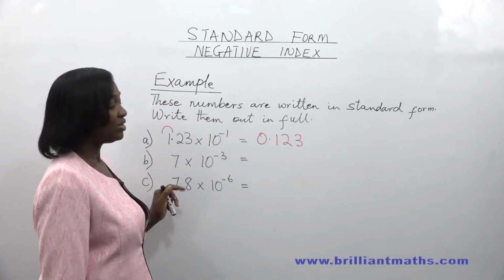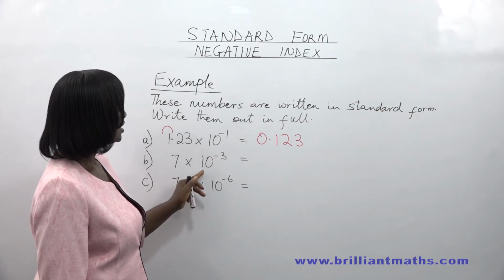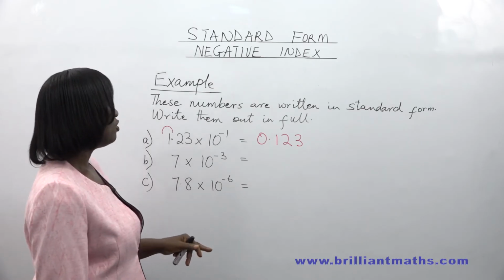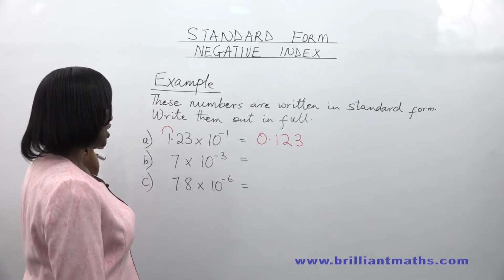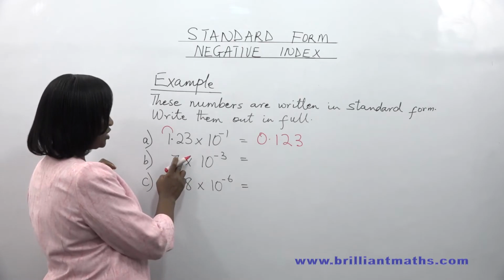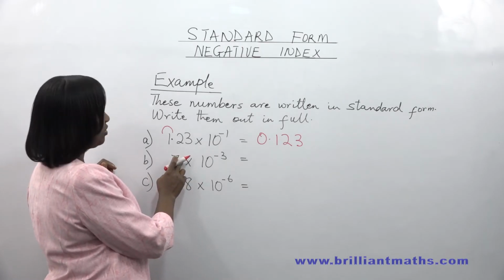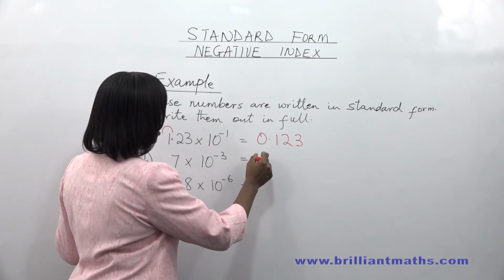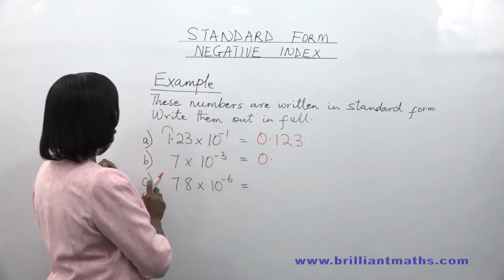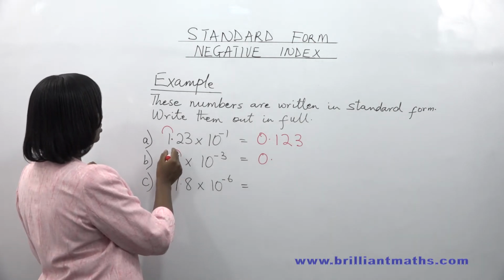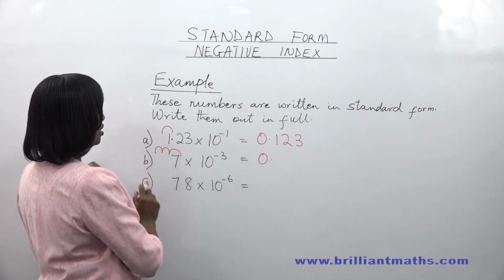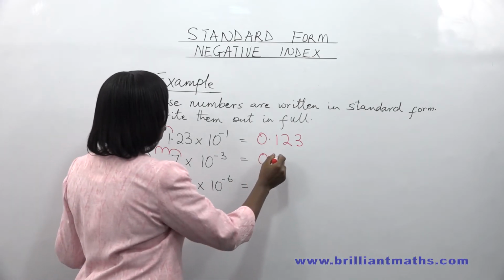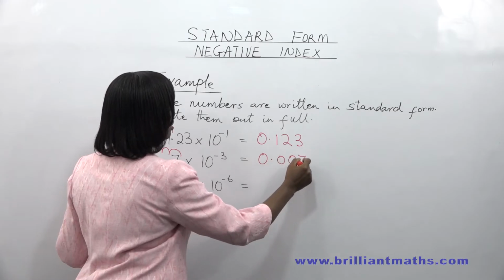The second example is 7 times 10 raised to the power minus 3. So we're moving 3 steps to the left, moving the imaginary decimal point from the end of 7. So it becomes 0. How many steps are we moving? 3 steps. 1, 2, 3. So there are 2 empty loops there where we need to add zeros. So 0.007.